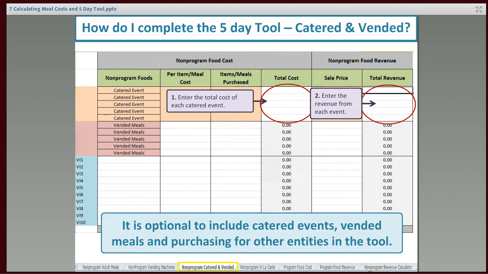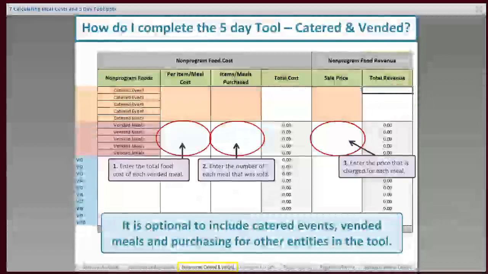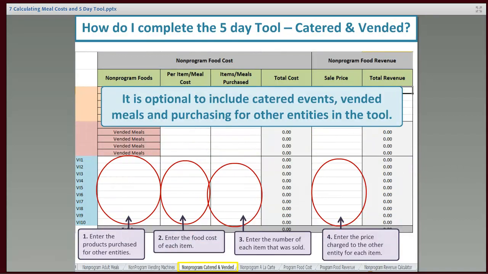So for catering, you'll enter in the total cost of each catered event and enter the revenue from each event. Then if you're doing vended meals, you'll enter in the food cost, the number of each meal sold, and the price that you're charging. And then this is if you're purchasing for other entities. So maybe you're purchasing hamburgers to sell at a ball game. If you're purchasing for them, then you'll enter that here, which items you purchased, the food cost of each item, and the number of each item sold, and what you charged for that item.